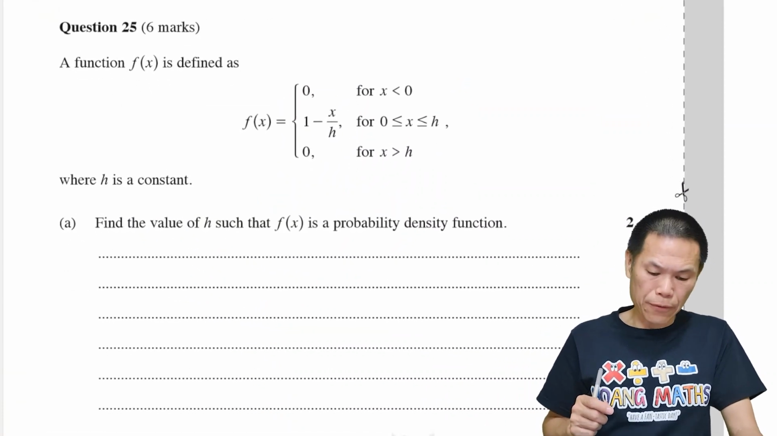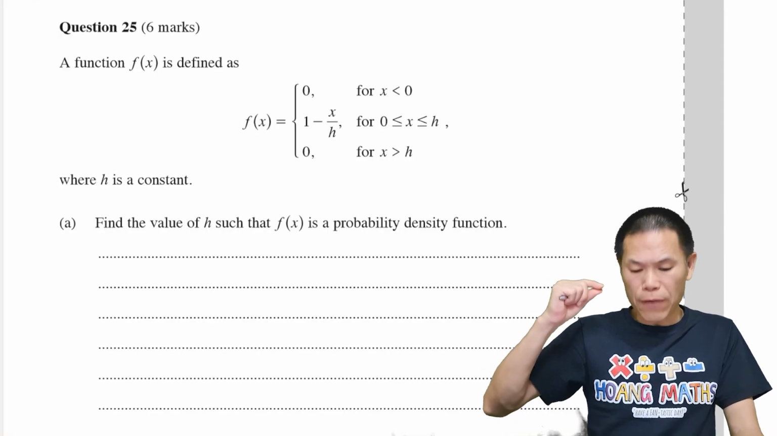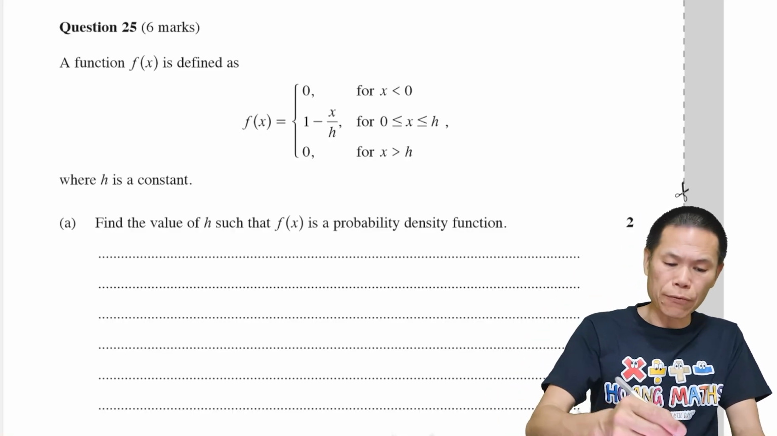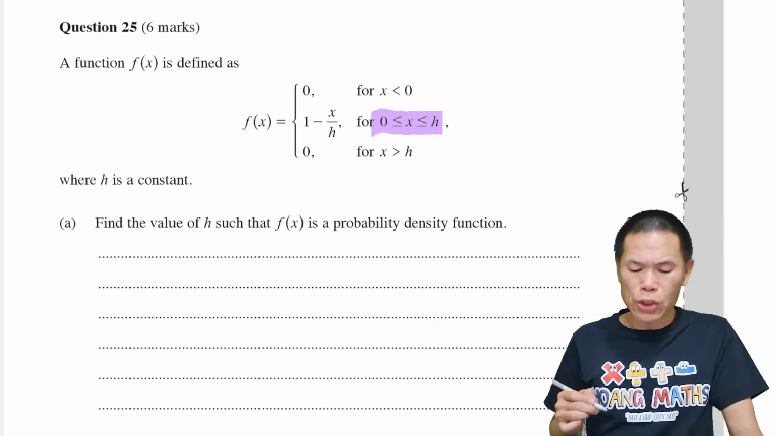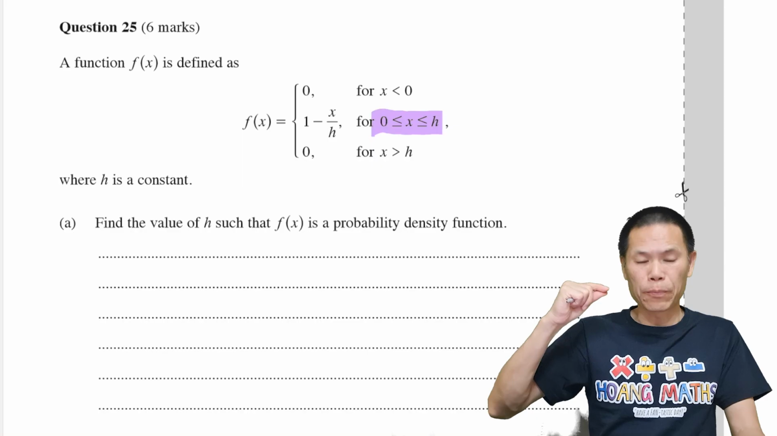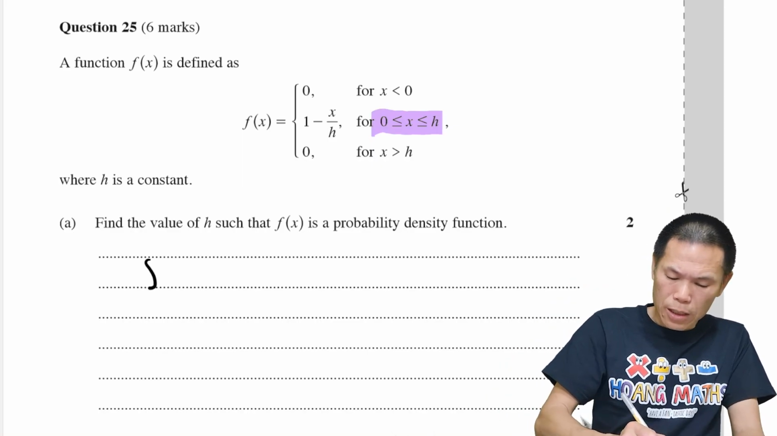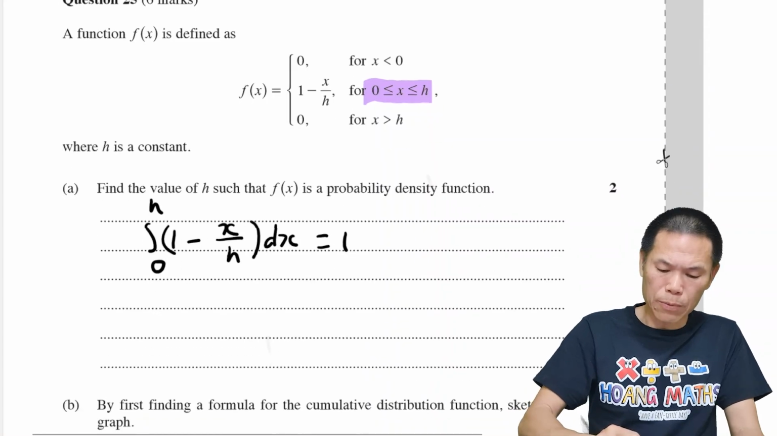Question number 25. So we need to find the value of h so that f of x is a probability density function. So for probability density functions, we need to find the area between 0 to h. So the area is equal to 1. Okay, f of x. So in other words, we just find the area of f of x between 0 to h. So the integral of 1 minus x over h dx is 1. So keep that in mind.